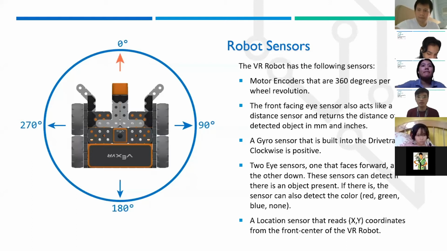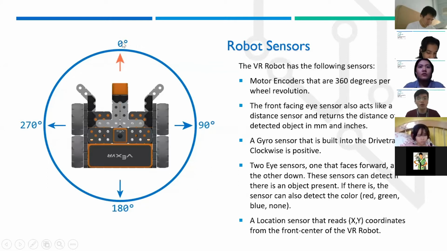So maybe we could do that online as well. A gyro sensor that is built into a drivetrain: clockwise is positive. So clockwise, 0 degrees going this way, that's clockwise. Going this way, it's counterclockwise.